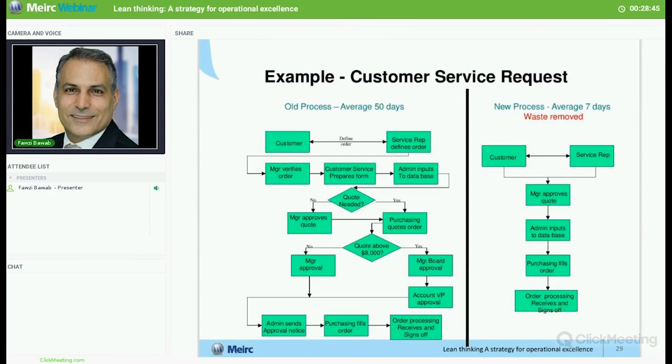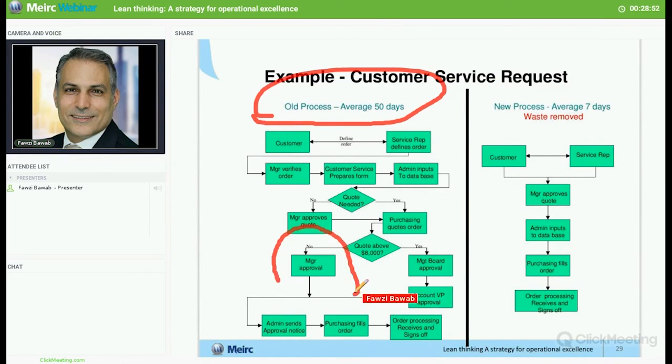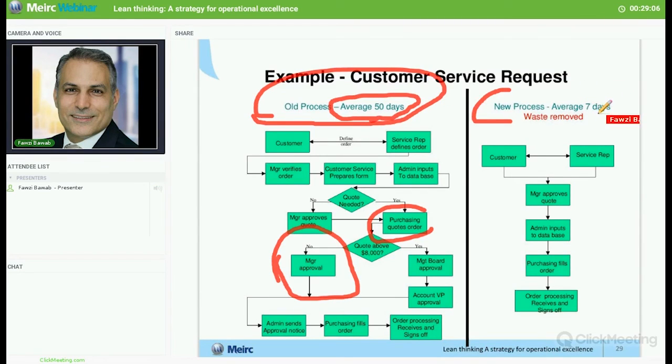And of course, once you take any type of process map, something like this, and you bring the team in to challenge it and identify different areas, and you move it into a new process, you can immediately reduce the cycle time. So for example, here an average of 50 days has been reduced to an average of 7 days, and this is with reduction of waste. So again, this is what we do in a lean exercise, trying to understand what is there.